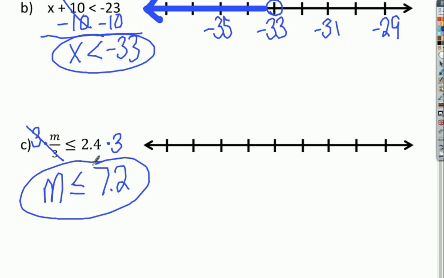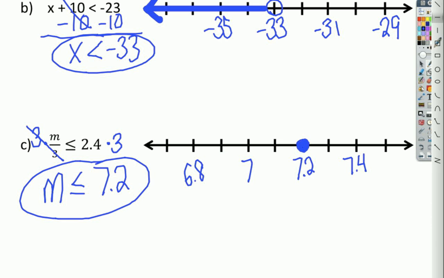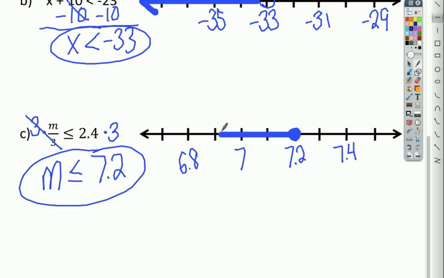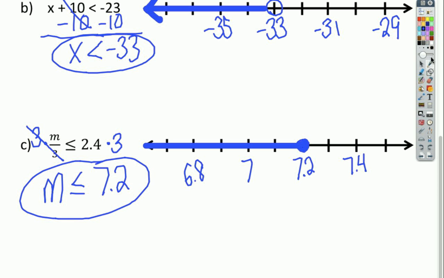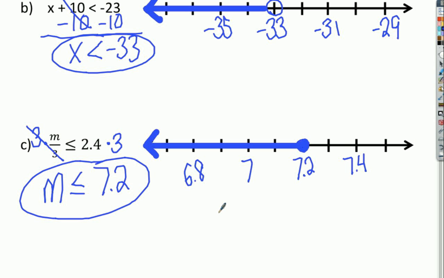Now let's graph. Put 7.2 somewhere in the middle, doesn't really matter where. This would be 7.3, 7.4, 7.1, 7, 6.9, 6.8, and so on. Closed circle, and shade. Please understand, just because I'm not spending time discussing the graphing doesn't mean it's not important. It's very important. So of course you have all the graphs for everything that we're doing.